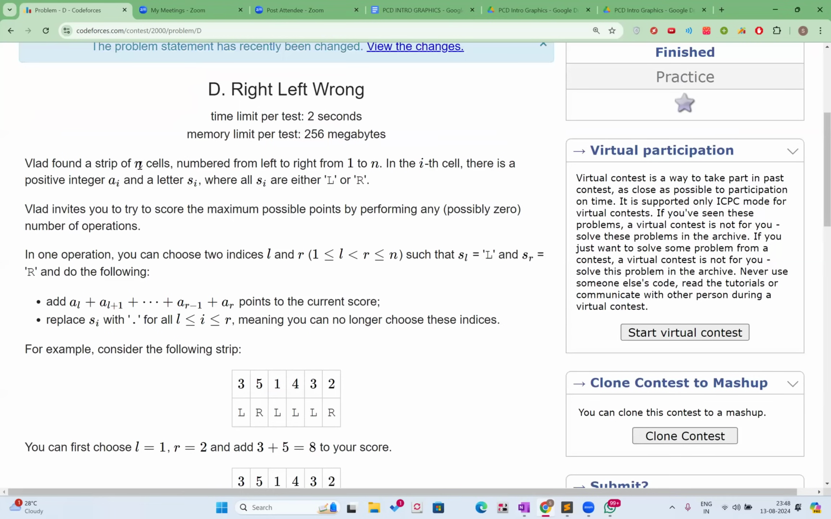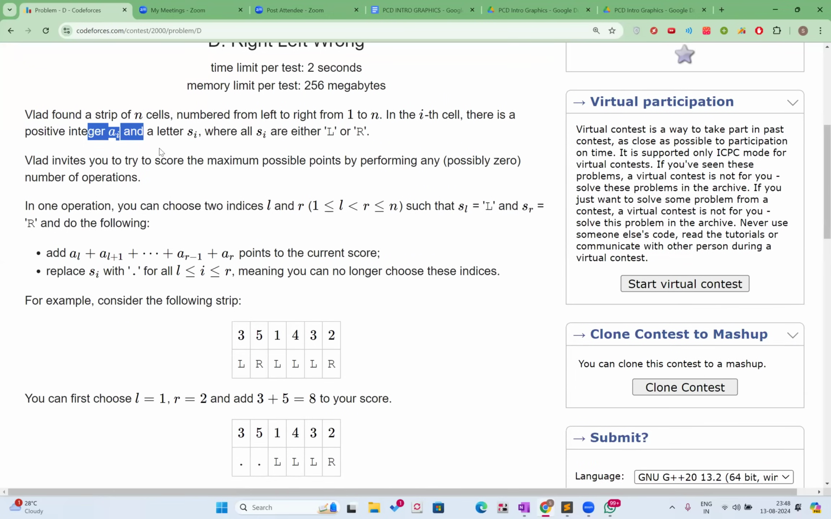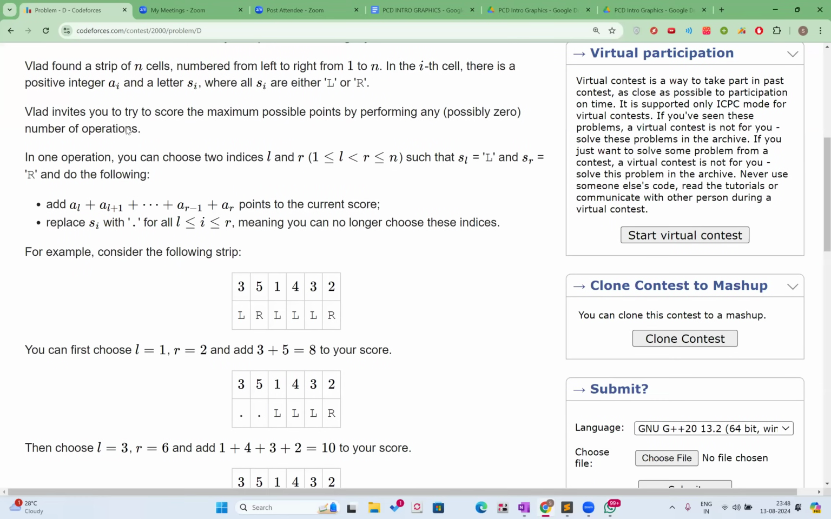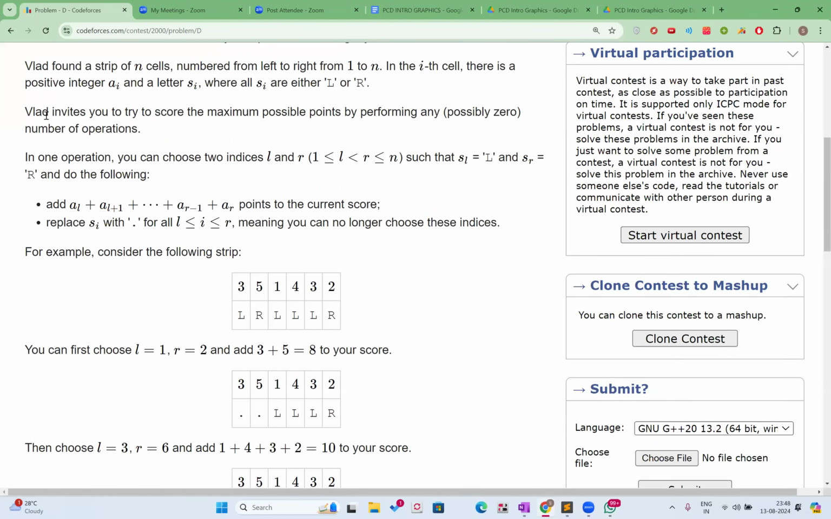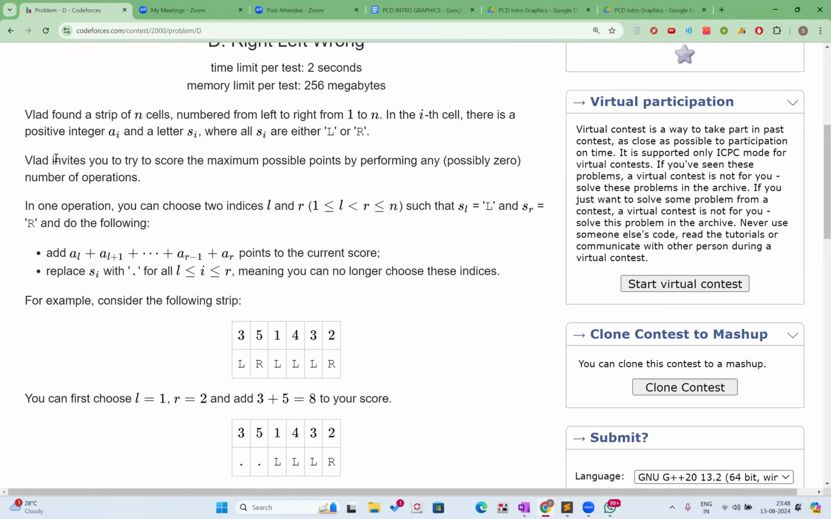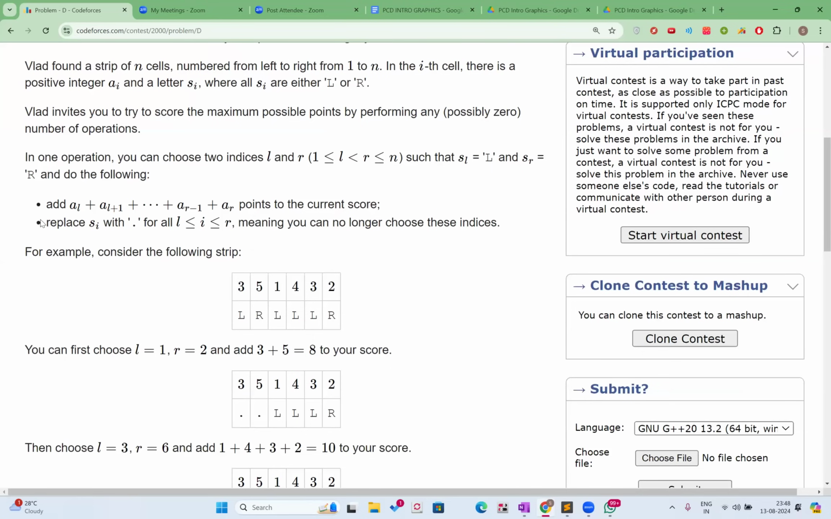So there are n cells numbered from 1 to n. In each cell we have a value AI and a letter SI. So every cell has a value and a letter, and all SI are either L or R. So this is fine. Now what we have to do is maximize the score. So what is the score? I'll see how the score is defined. We have to maximize the score.